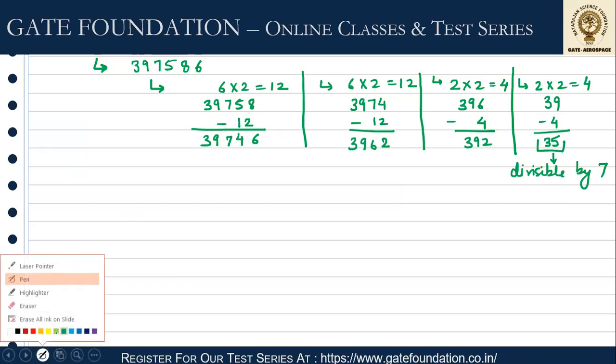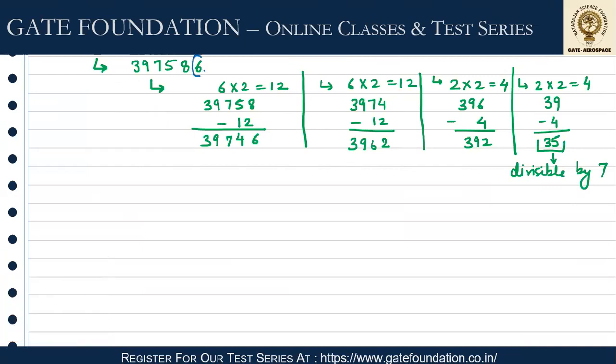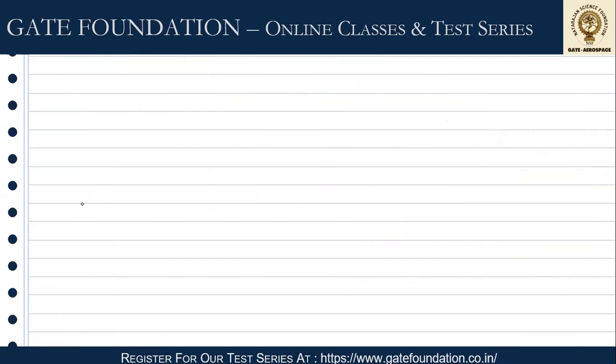You are supposed to first of all remove the last digit, multiply it by 2, and subtract it. Repeat this procedure every time until we get a number which is either divisible by 7 or it is 0. Right. With this we complete 7.